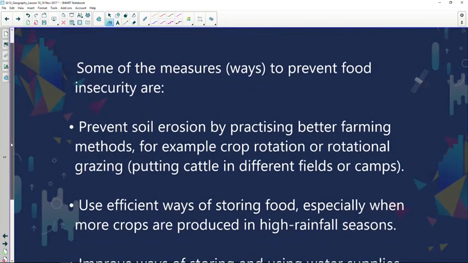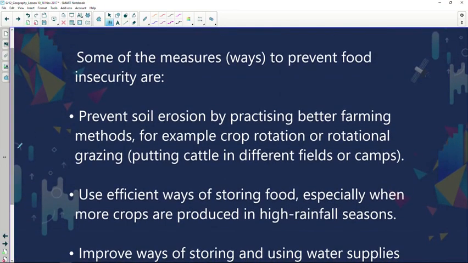Welcome back after the break, and we were busy looking at factors influencing food insecurity. Now, what can we do? What measures can we put in place? First of all, correct farming methods. Don't over-cultivate. Don't fertilize too much.